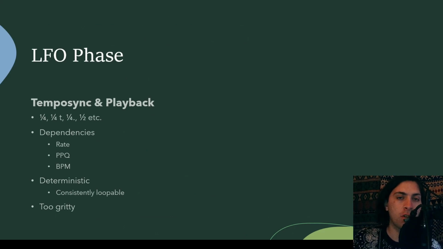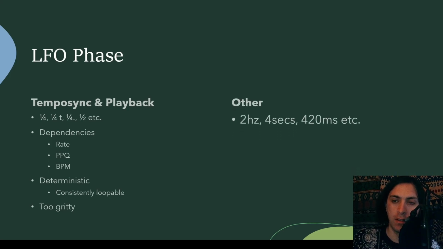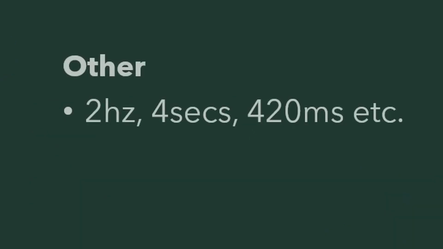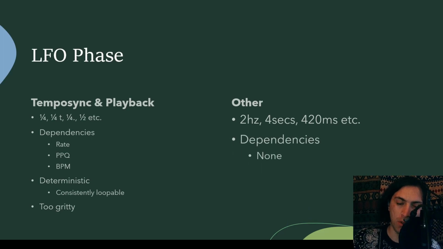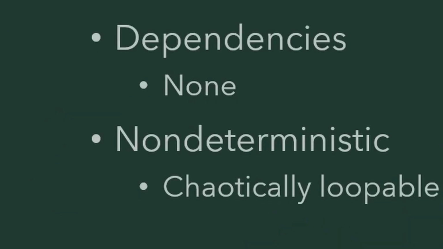But the problem, and now we're talking more in terms of musical value, is that it can be too gritty sometimes, you know, because you have this very locked to the grid sound. Yeah, you might not want that. And that's why there are also other types of rates. These can be rates in hertz or in seconds or in milliseconds or any other value that is not directly related to a musical beat. In most LFOs, the phase depends on nothing in this mode, which is why I call it non-deterministic. It is chaotically loopable. When you come across the same point over and over again in the project, it will always sound a little bit different, give you a new perspective.